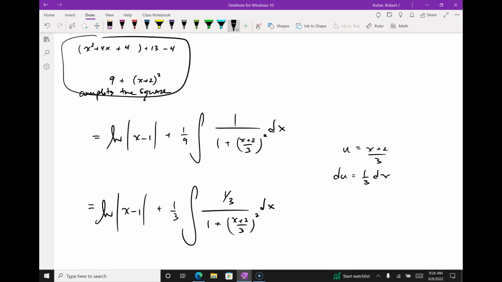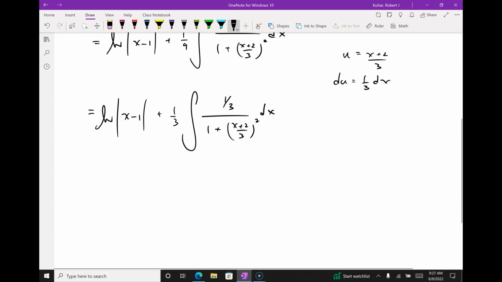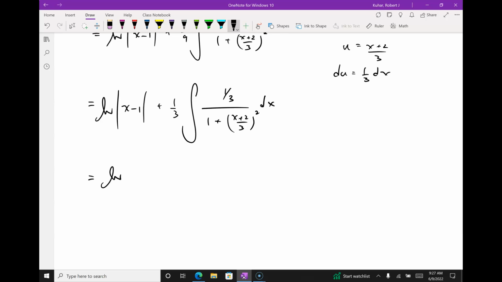So I see my 1/3 dx, that's my du, right? And downstairs I have 1 plus u squared. At this point, it's up to you, I don't need to put it in as a u sub now. I know I've got a du, I know I have a 1 plus u squared, so I know I have an answer of arctan of u, right? And I'm done.